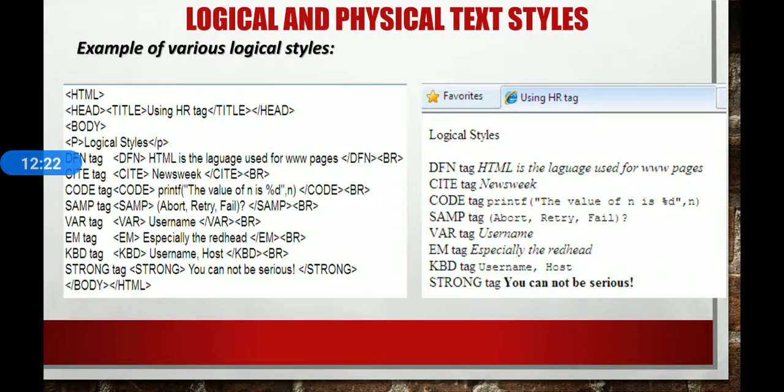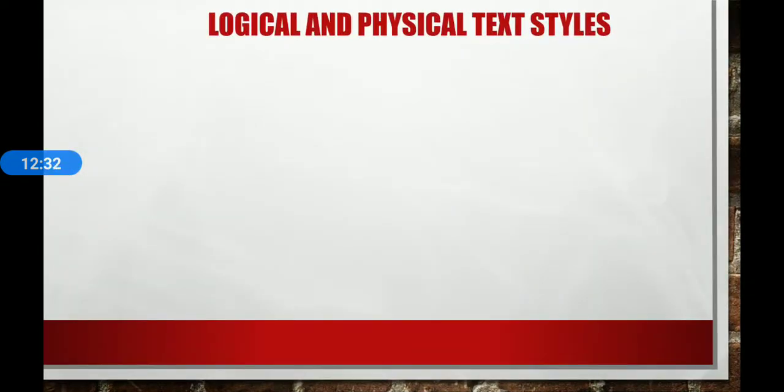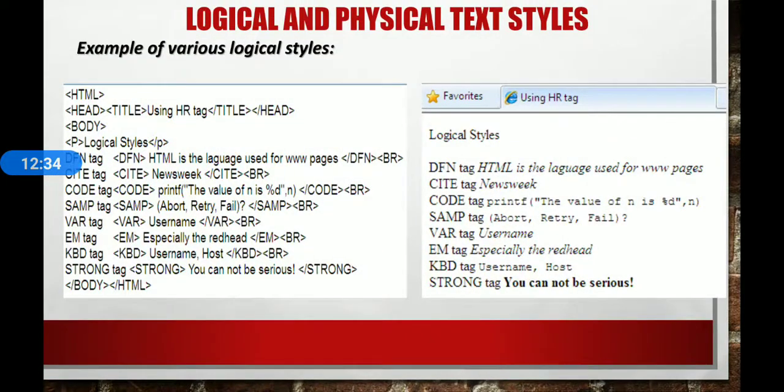SAMP is for literal characters you can use. Here it is also displayed in fixed width font, just like the given abort, retry, fail. Next one, VAR. Username is a variable, so it's displayed in italic for emphasis, and KBD username is strong. It just looks like bold letters. So here is some example of logical text styles.